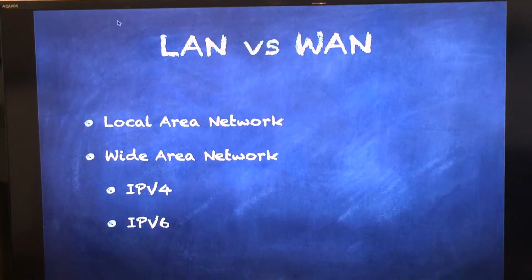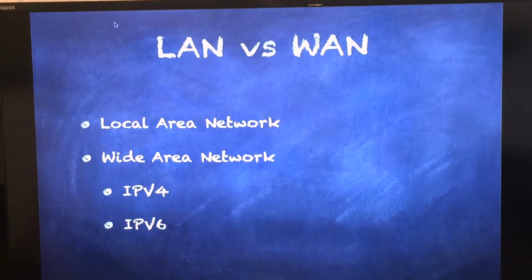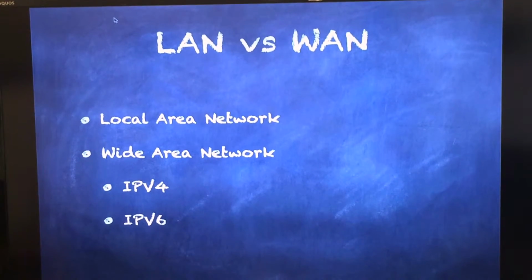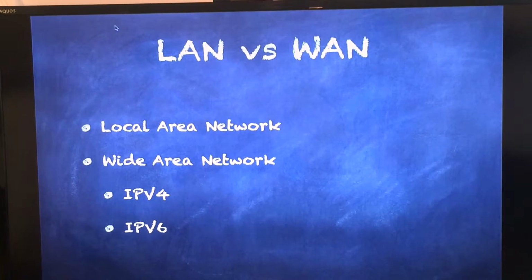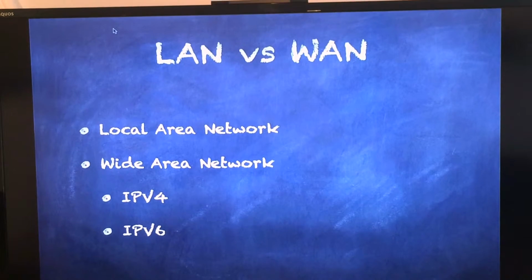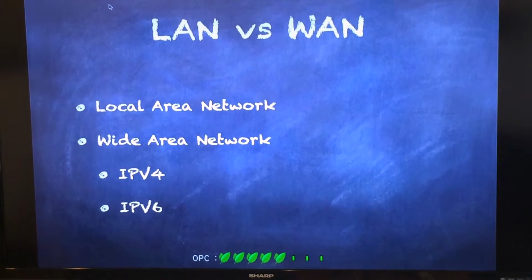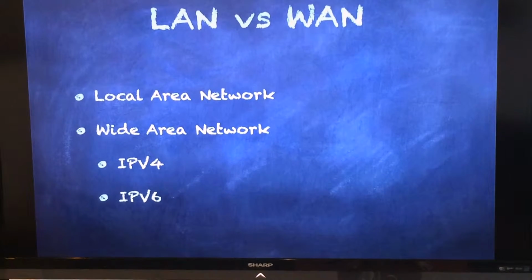There are two different types of networks, a local area network and a wide area network. And on our router, we have places to connect both. So just a quick review, a local area network is a network within a house or an office building, typically.